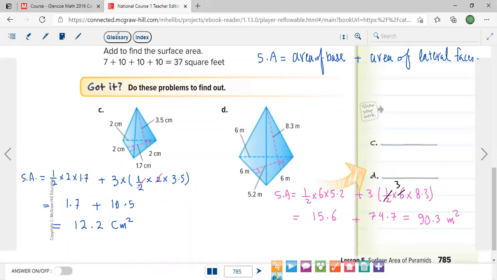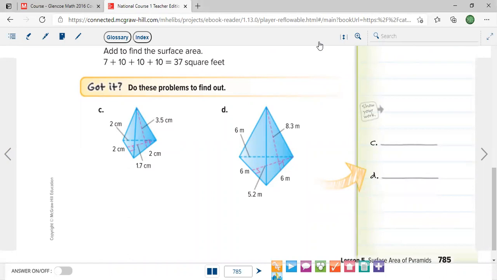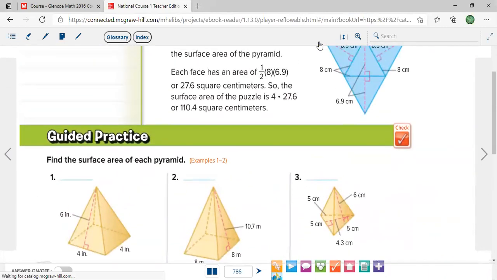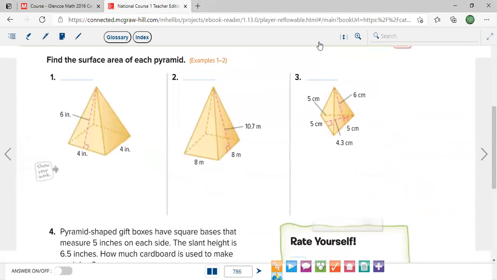Moving on. How easy the lesson is. How easy math is.